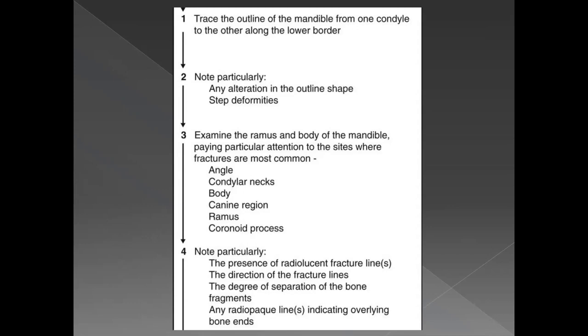So in these areas, what do you have to look for? You have to look for any radiolucent fracture lines, the direction of the fracture line, the degree of separation of the overlying bone fragments, and any radiopaque lines which may indicate overlapping of the fracture ends.